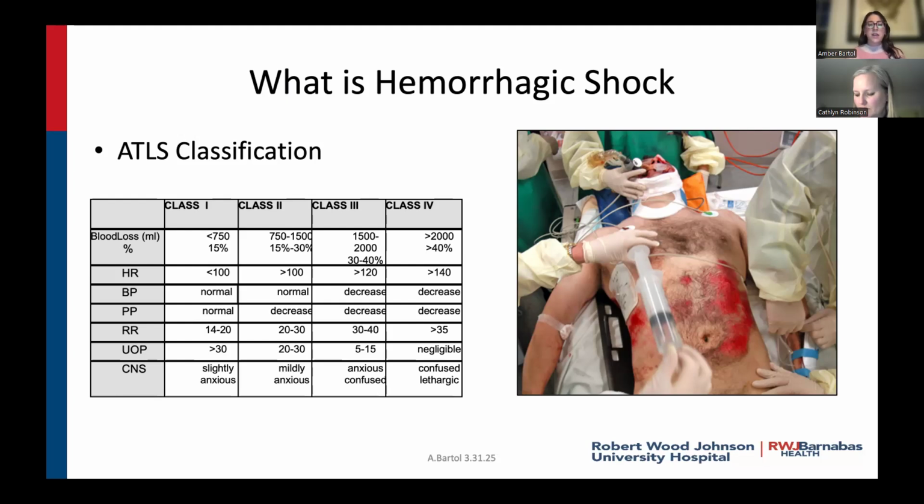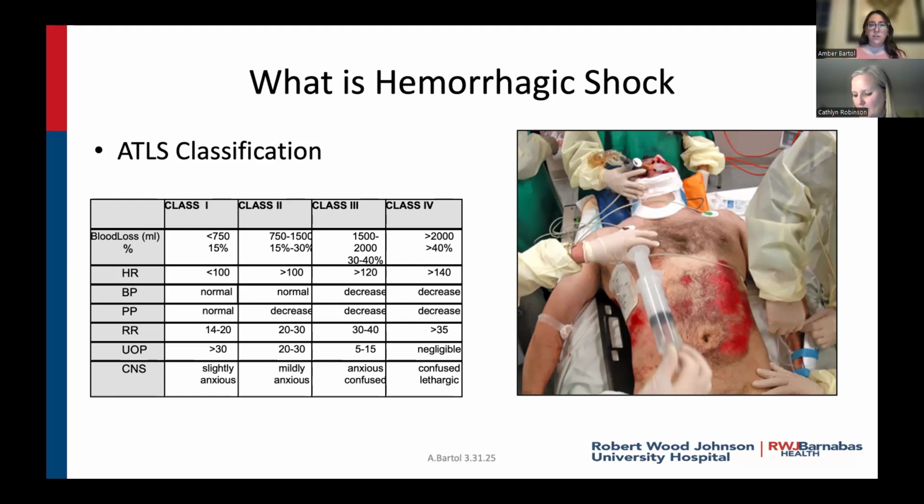Class 2 is a big jump. We're losing 15 to 30% of our blood volume. And these patients are going to start looking a little different. They probably are still going to have a normal blood pressure, but they might be a little bit more tachycardic. They might be a little bit more anxious and they might start breathing a little faster. These patients are in a compensated shock state. So they're still doing okay. They can get themselves through this, but they're working.